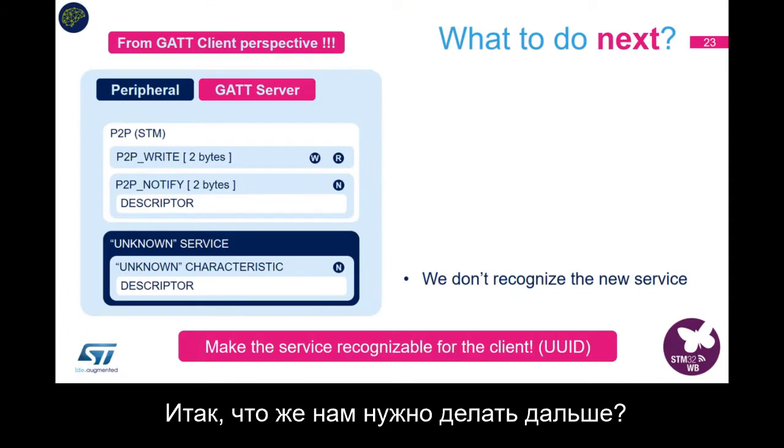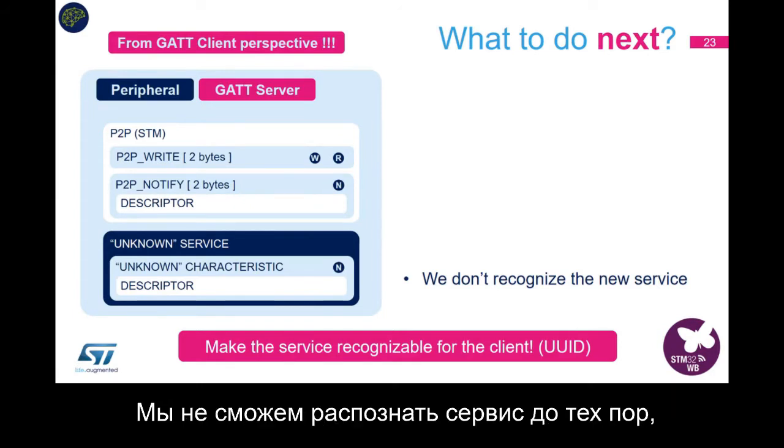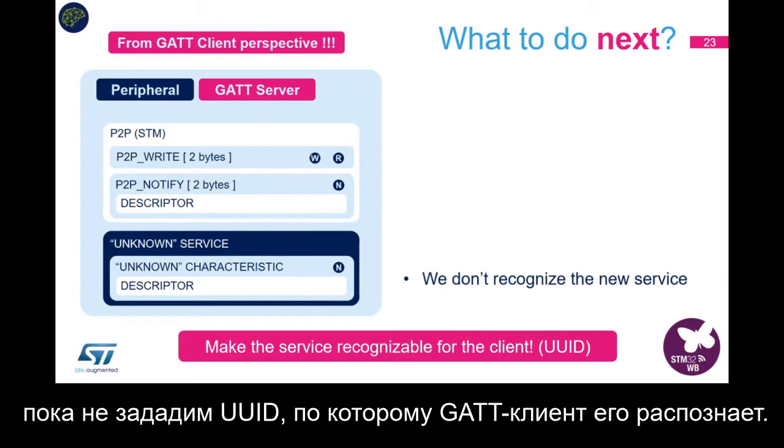So what do we need to do next? So we've now set up the mask, but it's still classed as an unknown service. So we won't recognize the service until we've given it a UUID that our client can recognize.